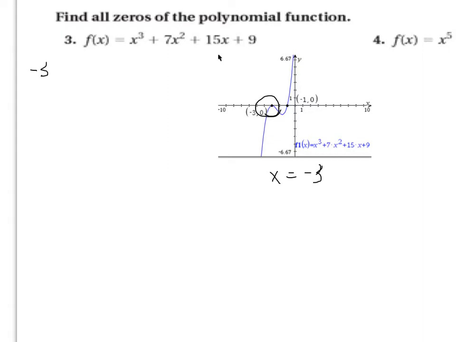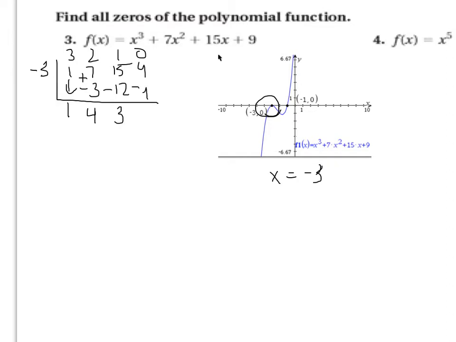And then what we'll do is use synthetic division. So you go -3, and then 3, 2, 1, 0. So you have 1, 7, 15, 9. Bring down the 1, -3, 4, -12, 3, -9, -9, or 9 plus -9, 0. So now we have x squared plus 4x plus 3.